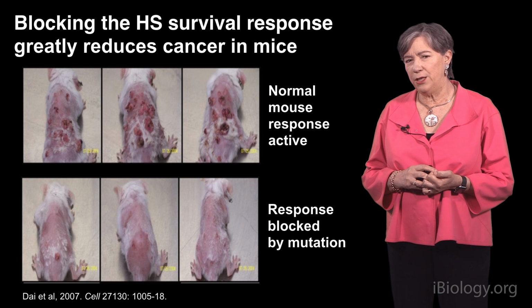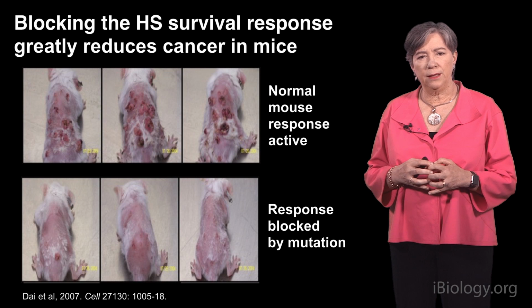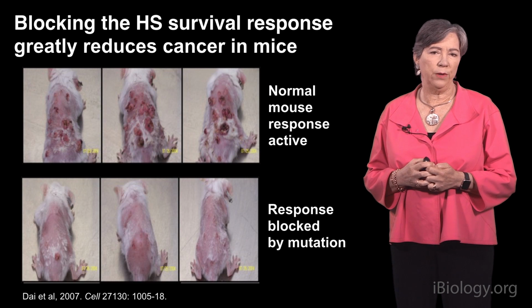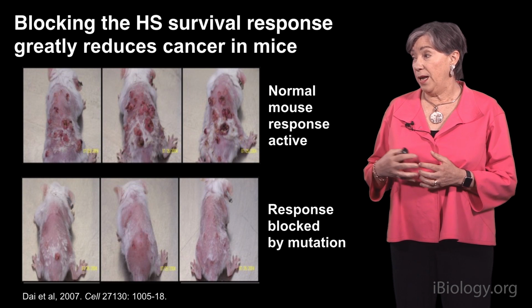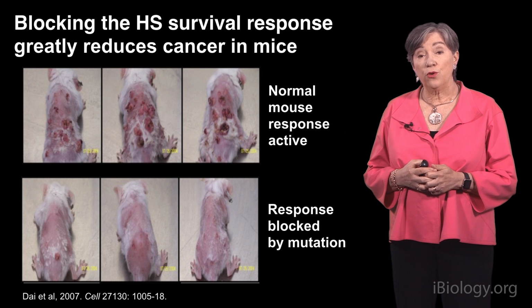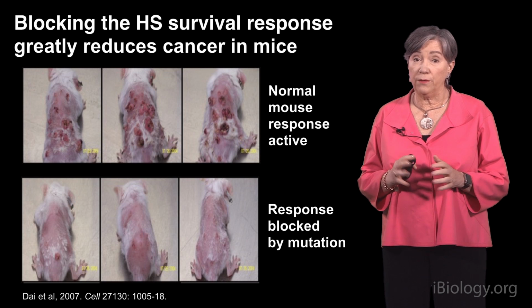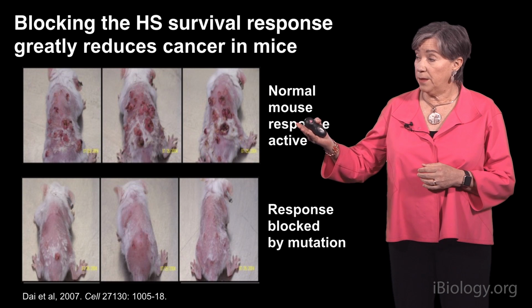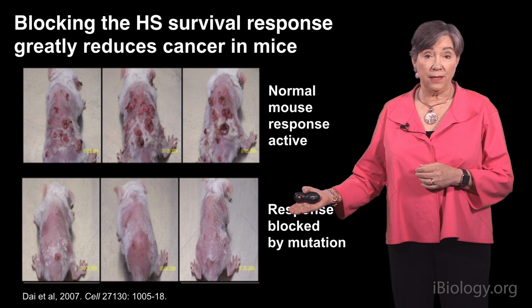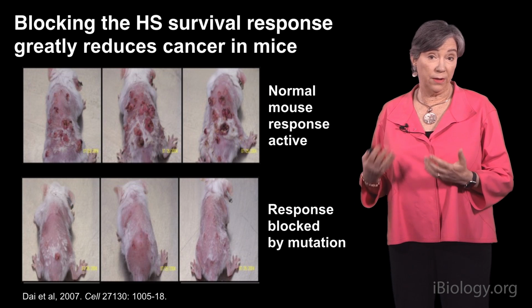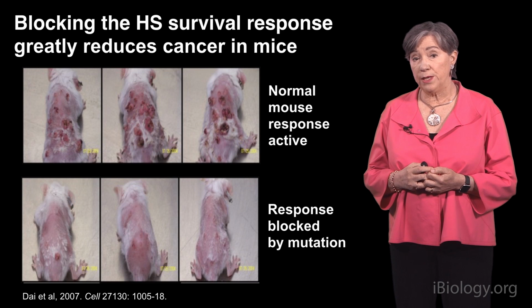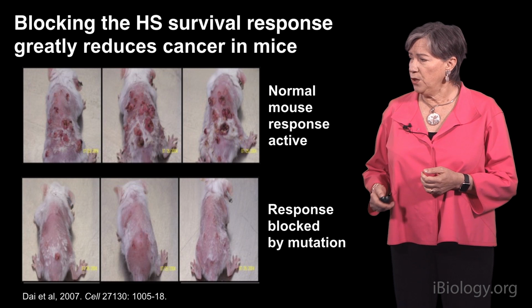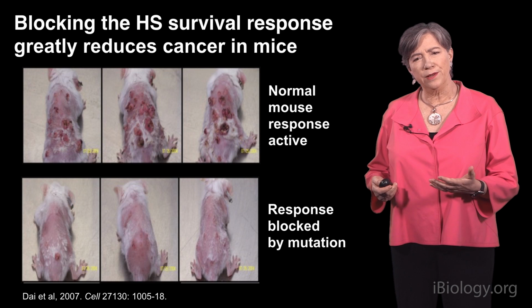Not being able to mount the heat shock response meant those tumors didn't develop as much and they were not as invasive. In fact, this difference in the number of tumors translated into an incredible difference in lifespan. These mice up here died, these mice did not. And that happened again and again with these different cancer models, and it's been shown by other laboratories now as well. So that's mice. What about humans?